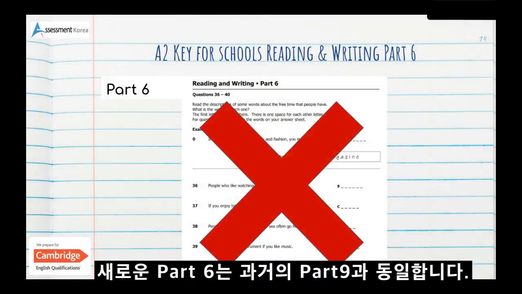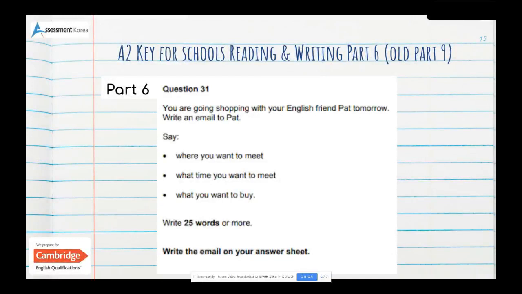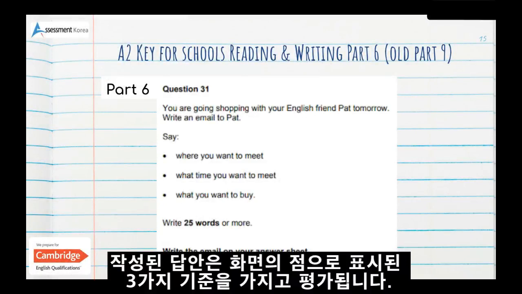And the old part 6 has now disappeared, and we have the new part 6, which is actually the old part 9. So this part tests students' ability to write short texts with a real communicative purpose. So students have to write a message of 25 words or more, something like a note or an email. And these answers are assessed using the assessment scale, which consists of 3 subscales. They're related to content, language, and organization.